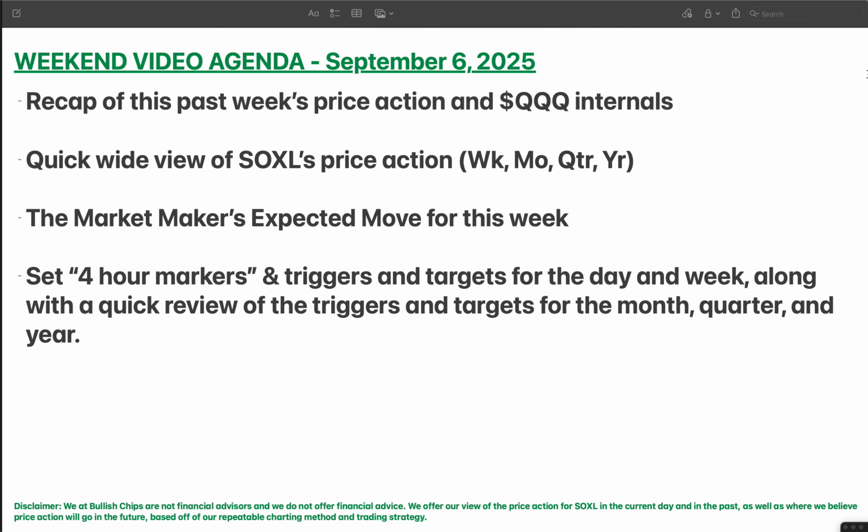In the weekend video today, we will recap this past week's price action, and we'll also take a look at the QQQ internals for the week. Then we'll take a wide view look at price action from the week, month, quarter, and year view. We'll look at what the market maker's expected move is for this week, and then we'll get into our 4-hour markers and triggers and targets for Monday as well as the week. And then we'll do a quick review of the triggers and targets for the month, quarter, and year.